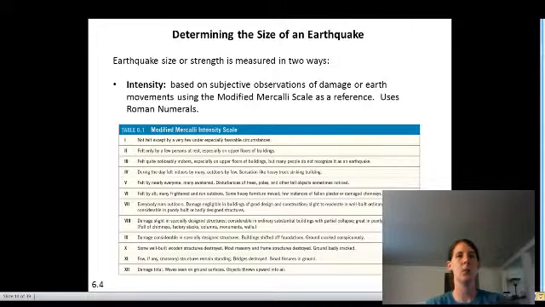These are usually only identified with scientific measuring equipment. All the way up to 12, which is where damage is total, waves are seen on the ground surface, objects are literally thrown up into the air. It's basically loss of all materials in life.